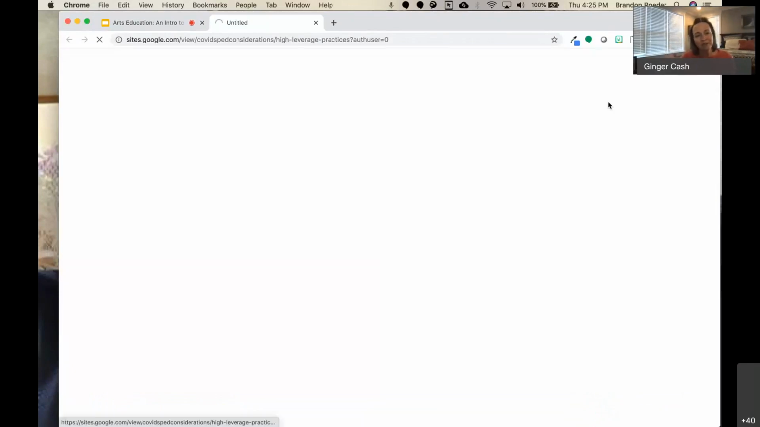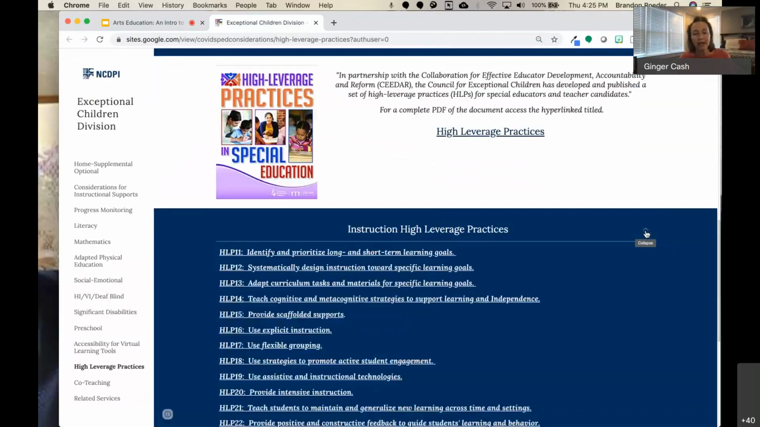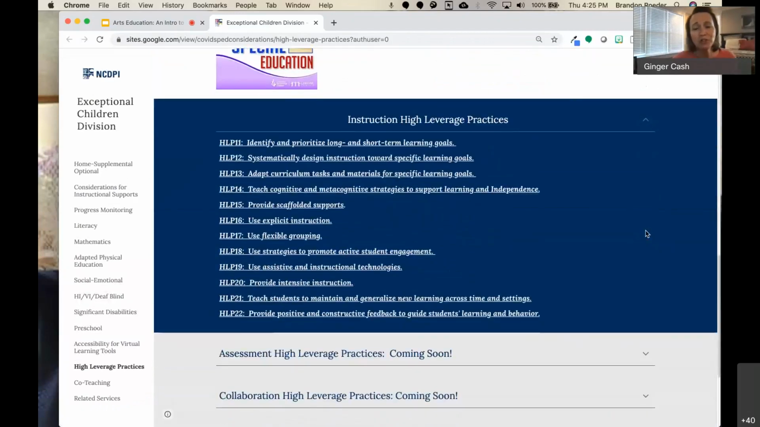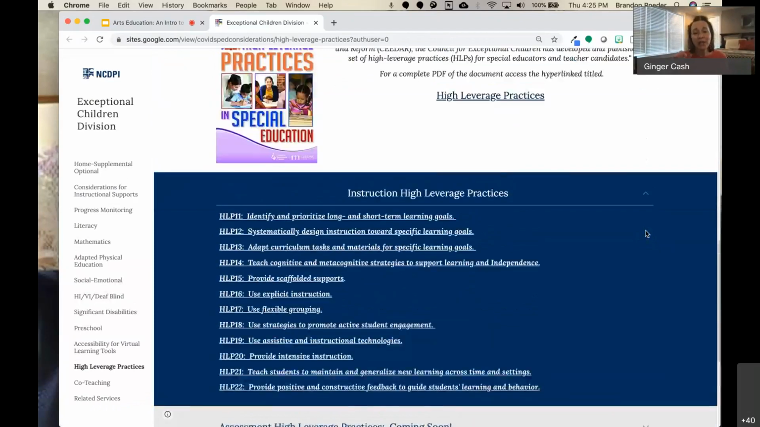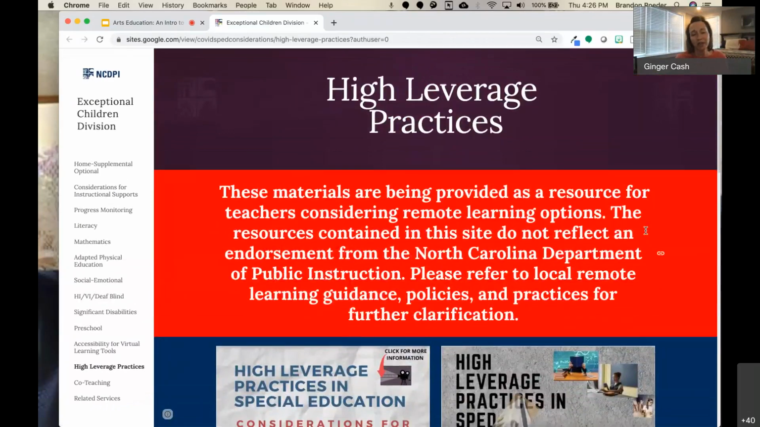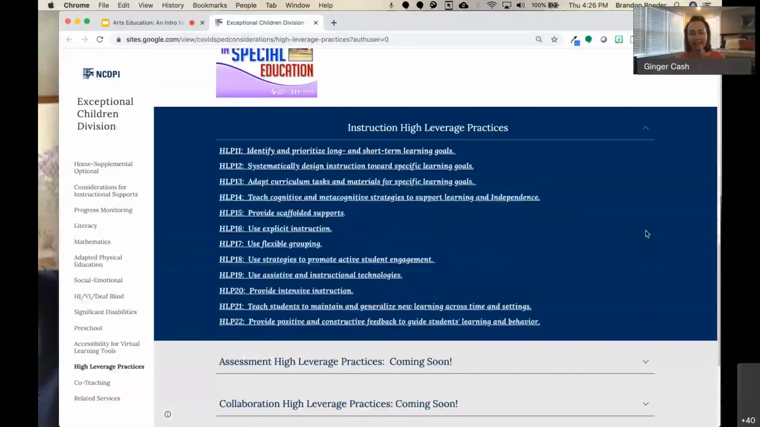We're going to really focus our attention right now on the instruction ones. And we wanted to point out, when you go to that link, you will see it takes you to our website. And so here are all the high leverage practices in special education. And you are in the right place, Brandon, down there at the bottom.